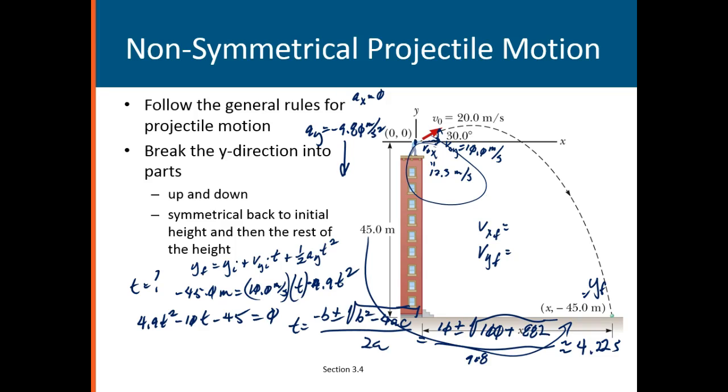So the horizontal component of velocity is constant at 17.3. So we know that one. All we need to do is find the vertical component of velocity. Can you think of maybe a kinematic equation that could do that for us? What would it be?